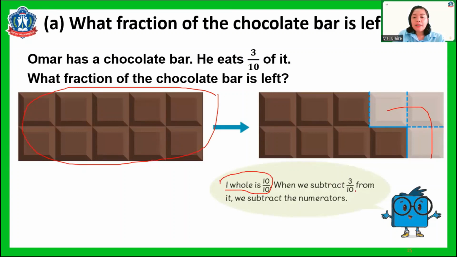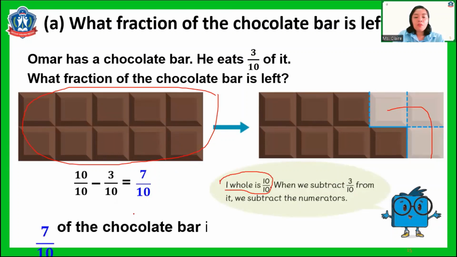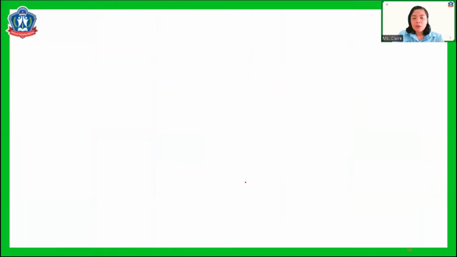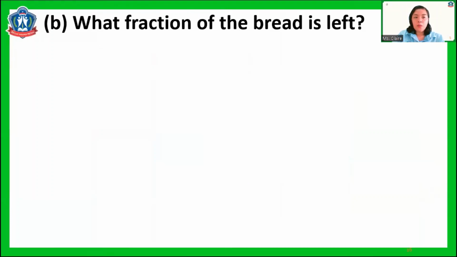When we subtract 3/10 from it, we just simply subtract the numerators. So 10 minus 3 is 7, right? And we copy the common denominator. So this is just the same with addition of fractions with the same denominator. You just simply subtract the numerators. This is how to subtract fractions with the same denominators.